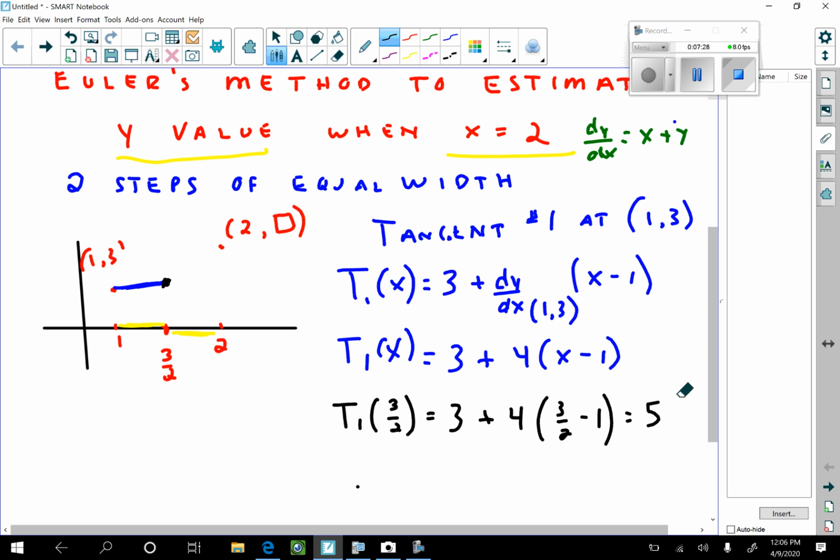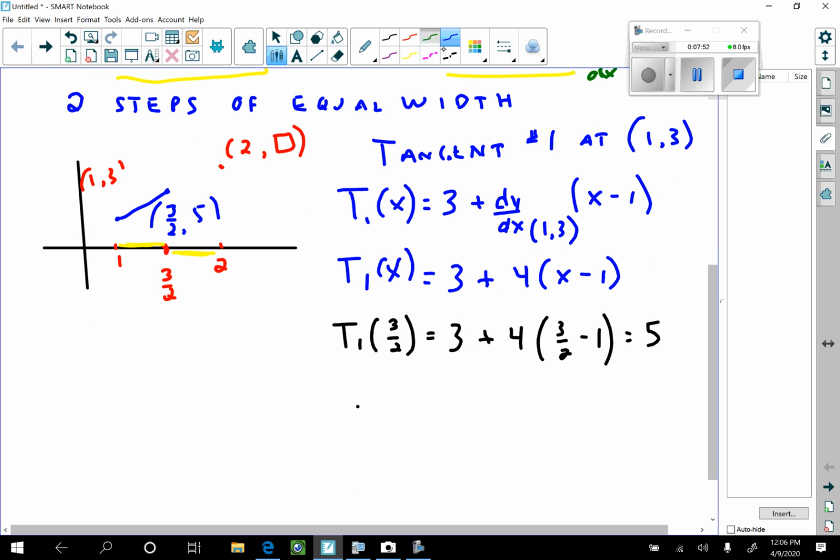So this new point, and I could probably help my sketch out here by making a better representation. If this guy is 1, I'm coming all the way up here. This is 1, 3. This point right here is 3/2, 5. Okay, and I'm going to label that as my new point. Shorthand there, my new point is 3/2, 5.